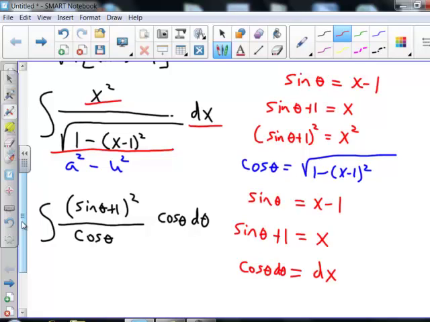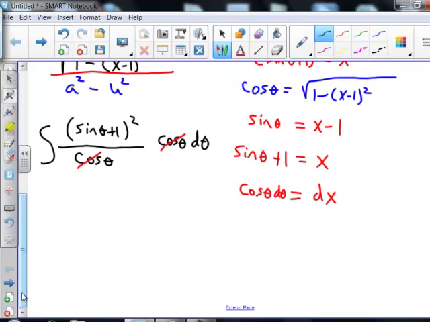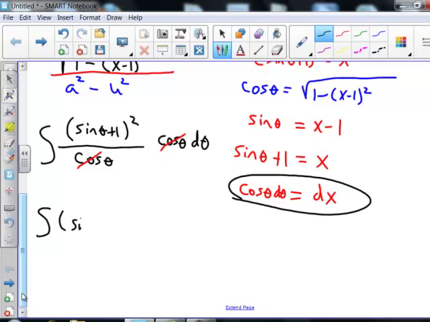Okay, so my cosine thetas cancel in my problem over here. So what I have is the integral. You got to take care of everything over there. You got to take care of everything that has x in it and dx. Do not forget about dx. That's the one piece that people tend to forget, but don't forget about dx. You got to use your expressions over there to get rid of dx. All right, so what I'm left with is the sine theta plus 1 squared, all that d theta.